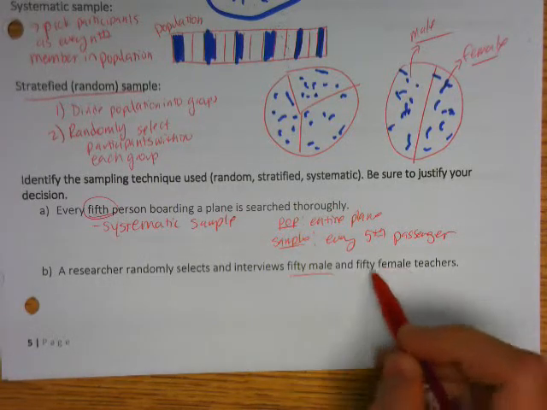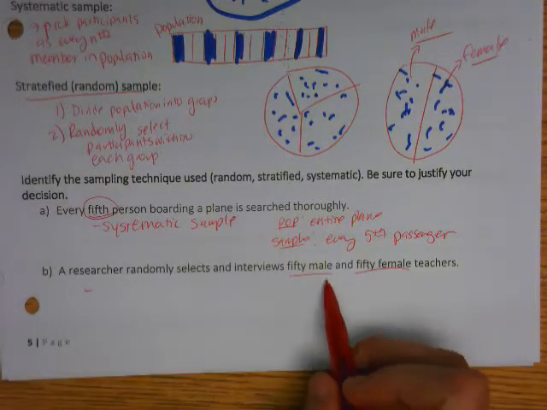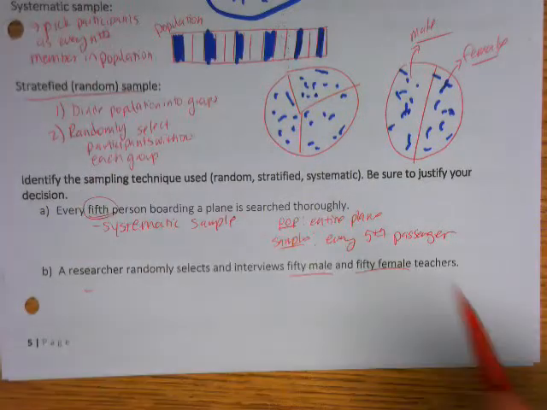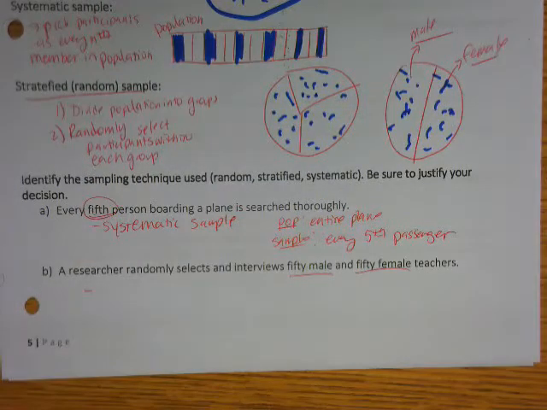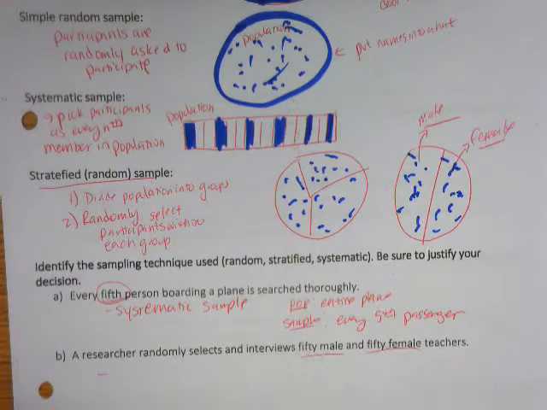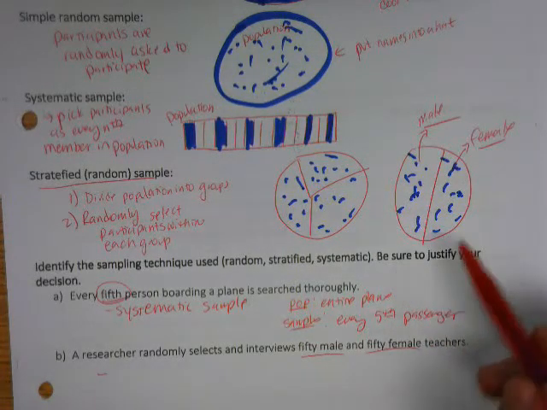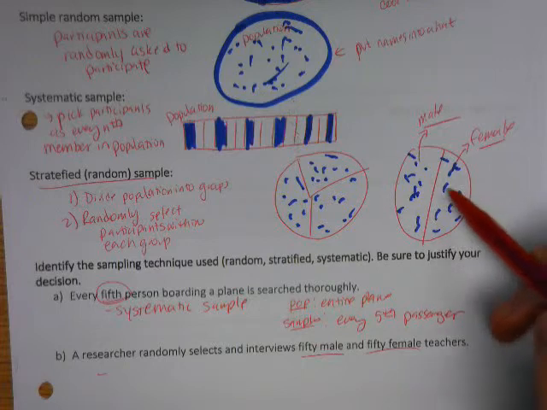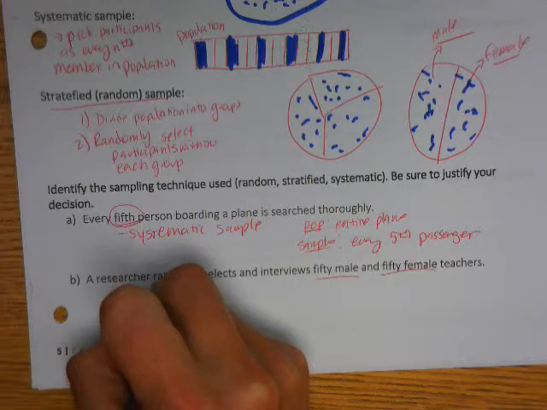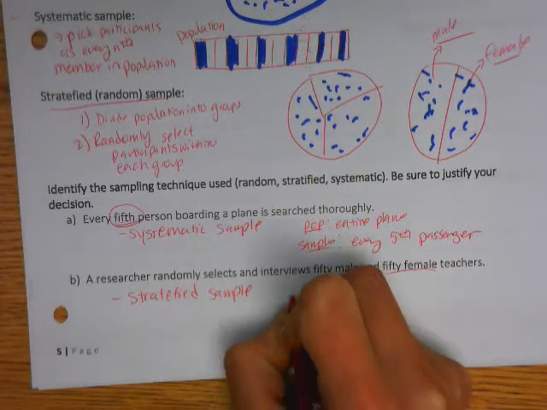Okay. Let's see here. Researcher randomly selects and interviews 50 male and 50 female teachers. 50 male and 50 female. Well, I'm a little torn. I'm not sure if it's the simple random sample or the stratified random sample. However, if it were this kind, then it's very unlikely that you would get exactly 50 male and exactly 50 females. So it seems more likely that you would first split it up into male and female and then administer your poll. So I'm going to go with stratified sample.